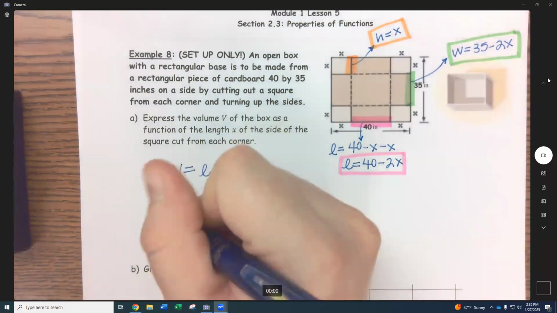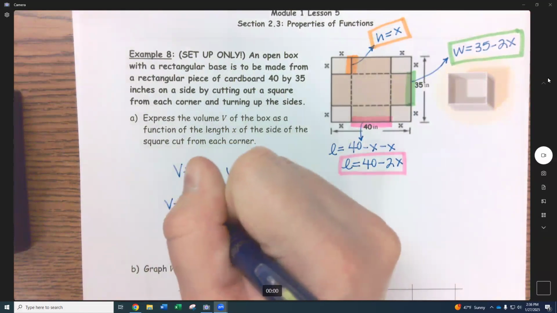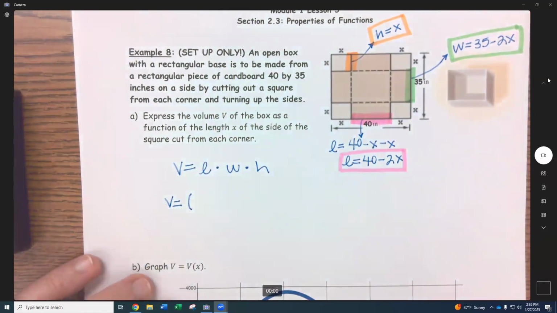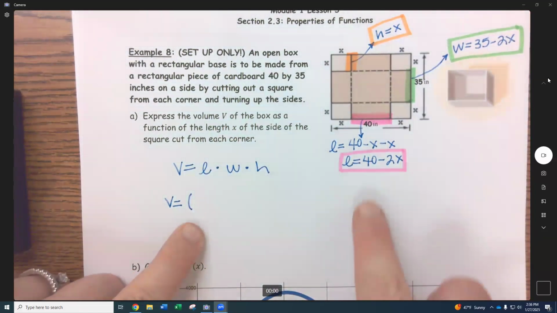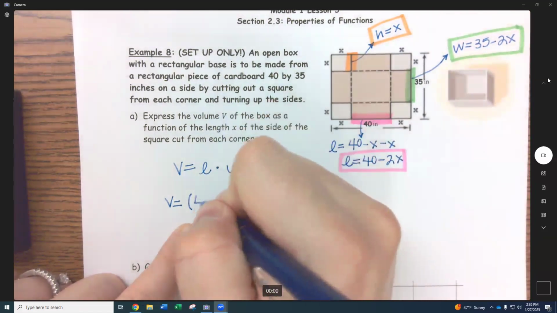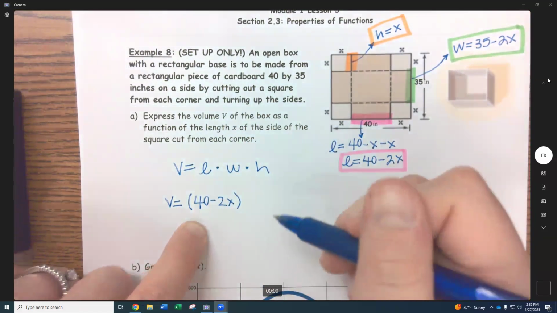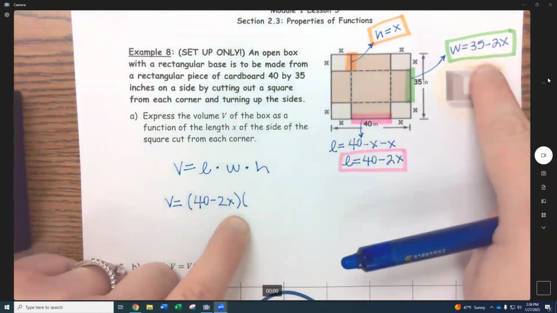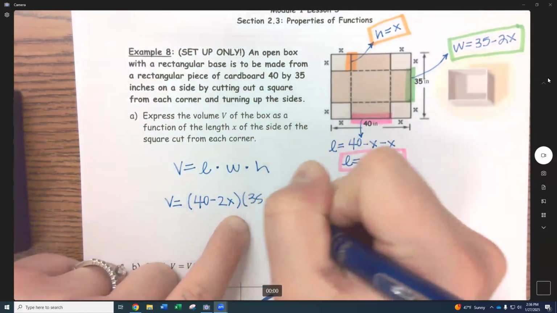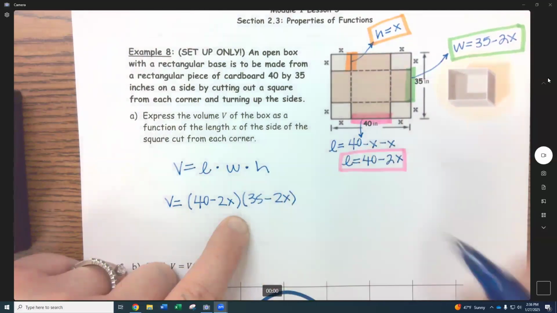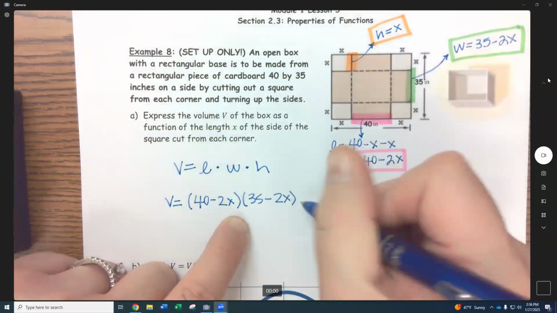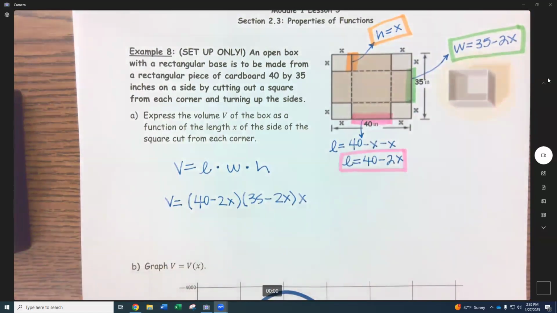So my volume is simply, when we substitute in, we're going to use some parentheses. So my length is 40 minus 2x times my width is 35 minus 2x, and then my height is x.